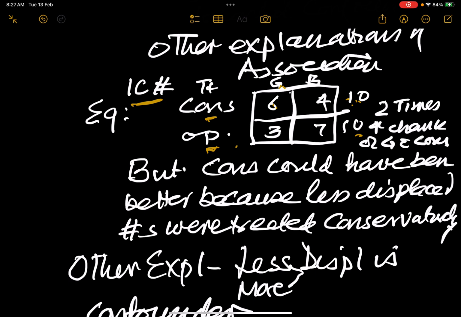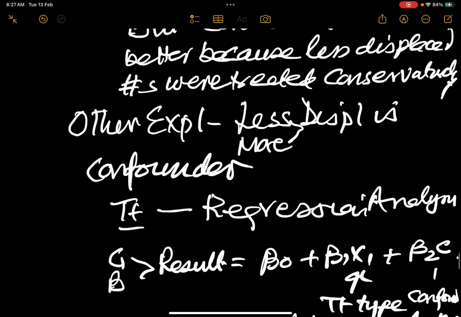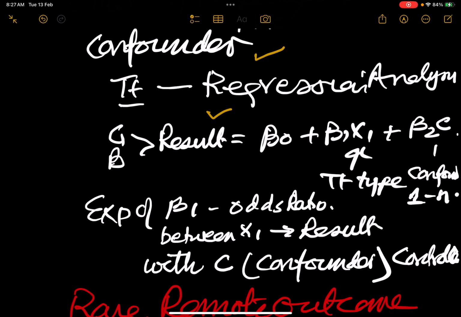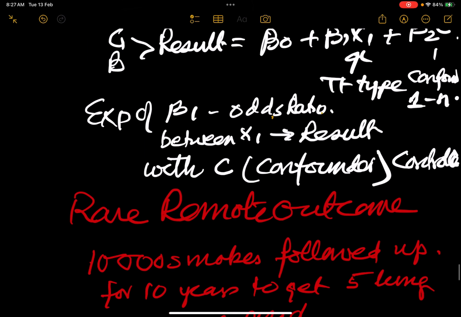So this other explanation of the difference that you are seeing is called confounders. And the treatment of confounders is regression analysis. We have told you how the beta one will tell you the association, exponential of beta one will tell you the odds ratio between the treatment type and good and bad results, adjusted for all types of confounders.